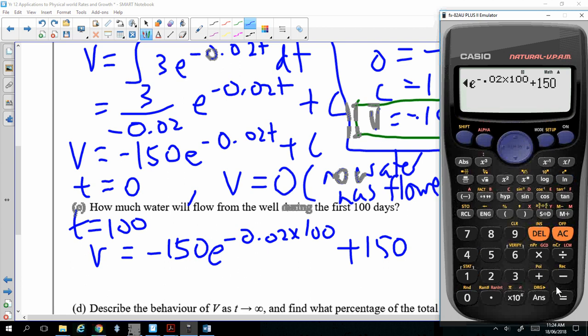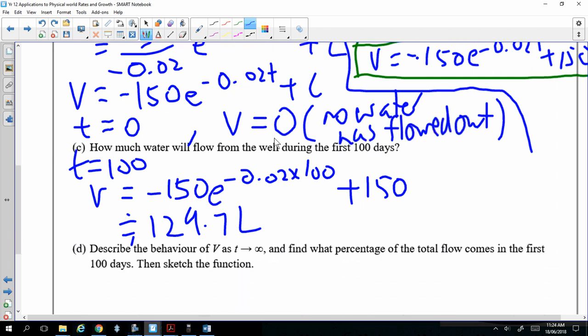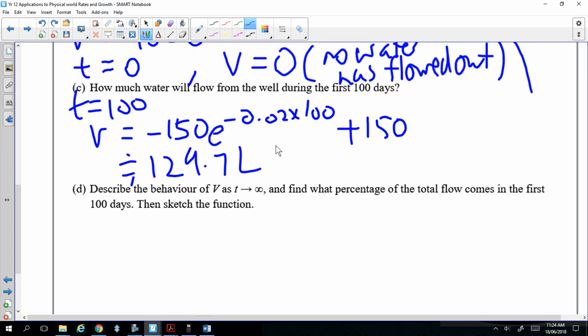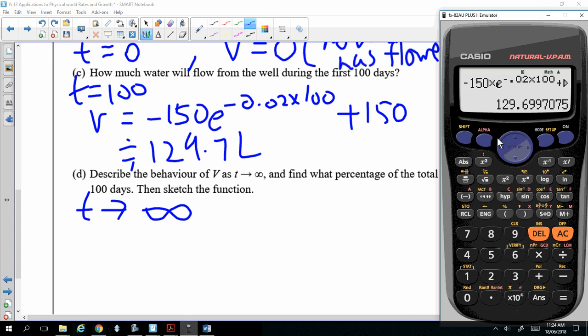And then we're going to draw the graph for V against time, and look at what happens as t goes to infinity. So we describe the behavior as t goes to infinity. What you could do is substitute a big number on your calculator. You substitute 100. What if you substitute 1,000? Gets 149. Substitute even bigger, like 2,000. That's after 2,000 days, 150. So when t goes to infinity, V goes to 150 liters.